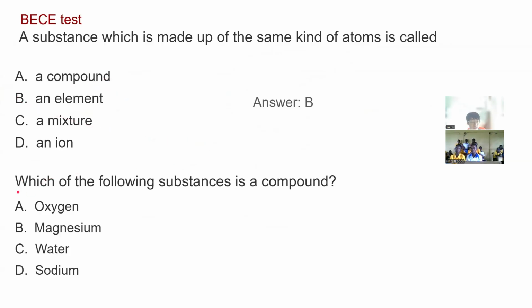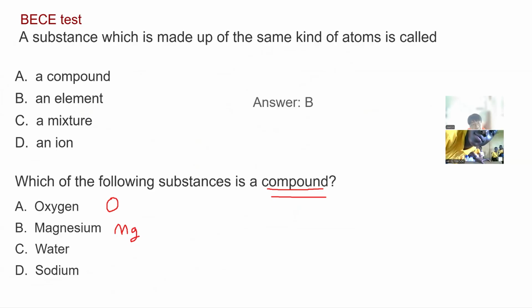And now let's look at the second question. Which of the following substances is a compound? You're asking about a compound. Is it oxygen? Let me write it. Just oxygen. Or is it magnesium? Oxygen.